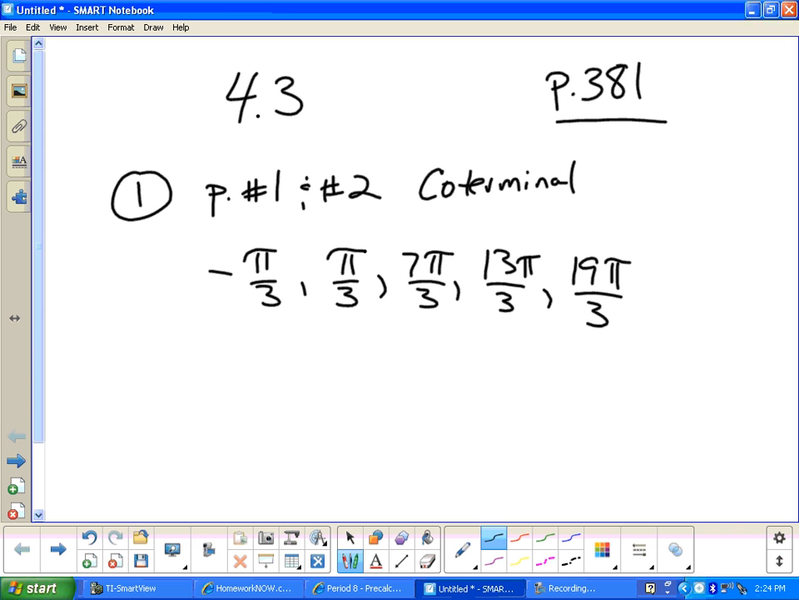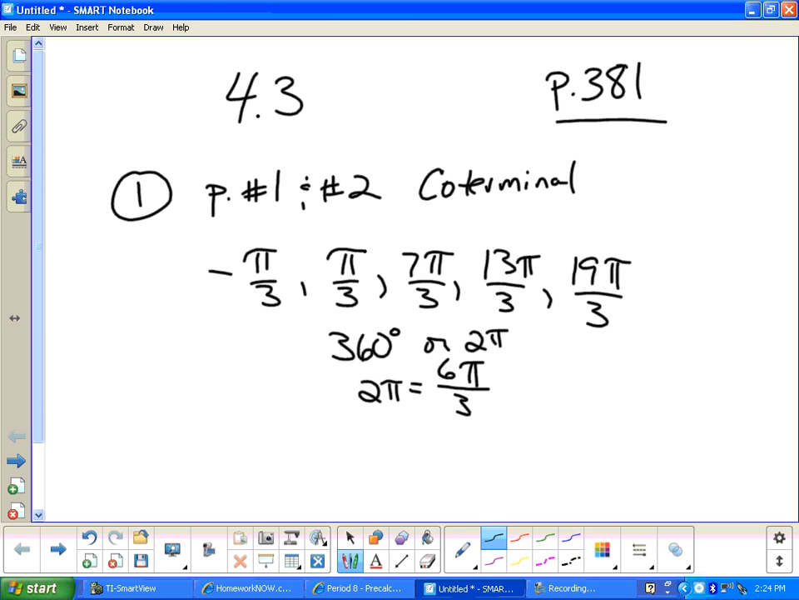Remember, coterminal means the two angles are offset from each other by 360 degrees or 2 pi. Since this one is dealing with radian measures and not degrees, we don't need to worry about 360 degrees, but rather the 2 pi. Since we're dealing with thirds as a fraction, I'll just get a common denominator and say that 2 pi is the same as 6 pi over 3.